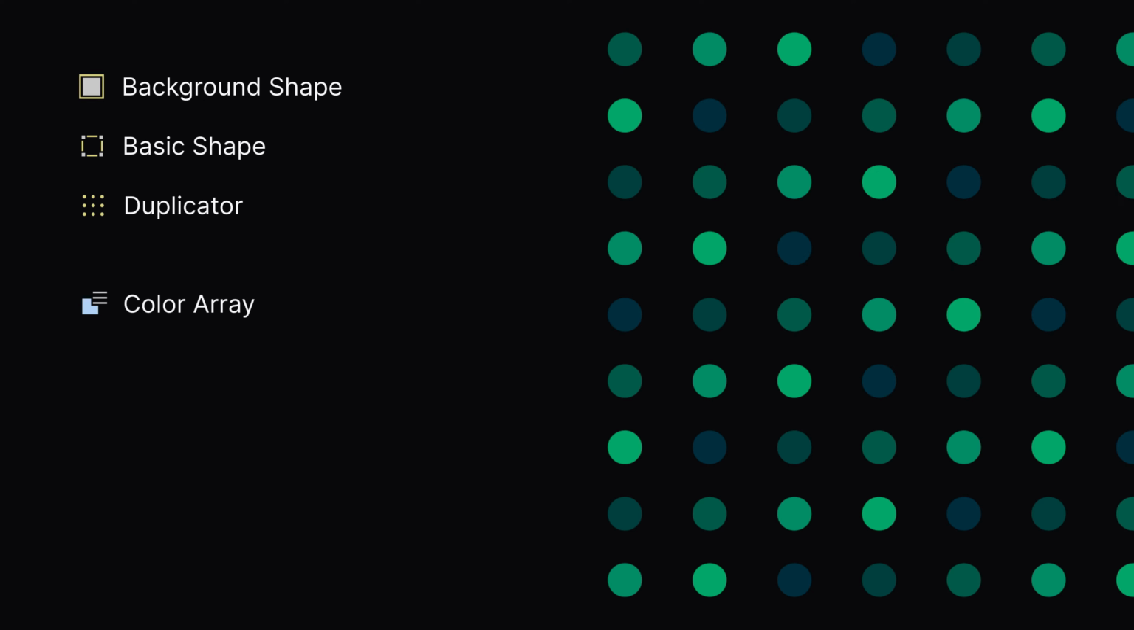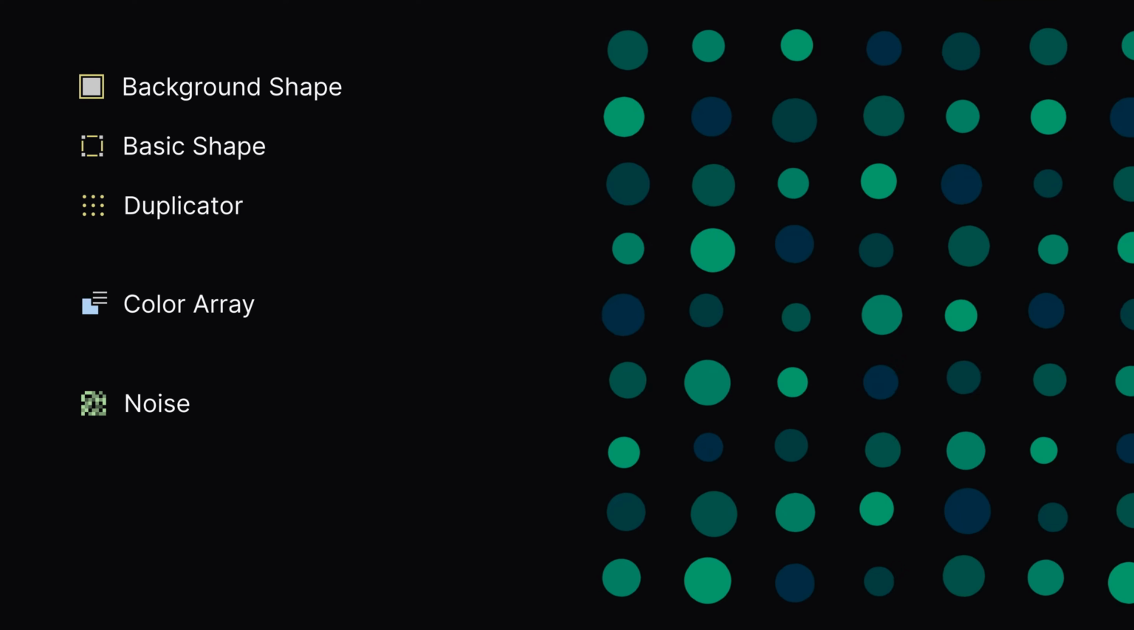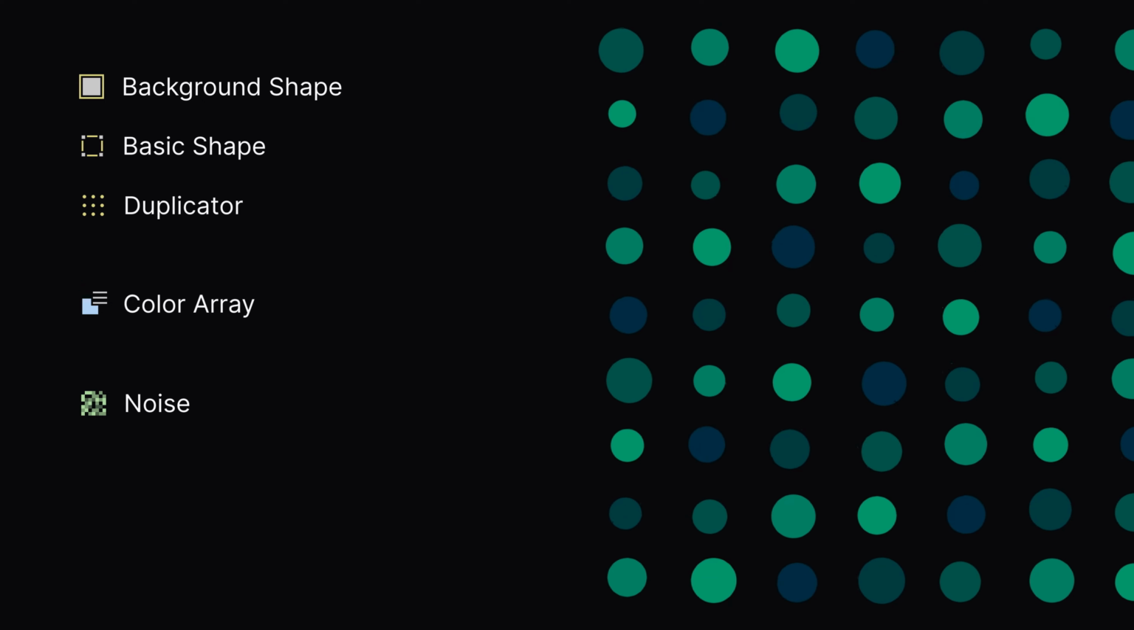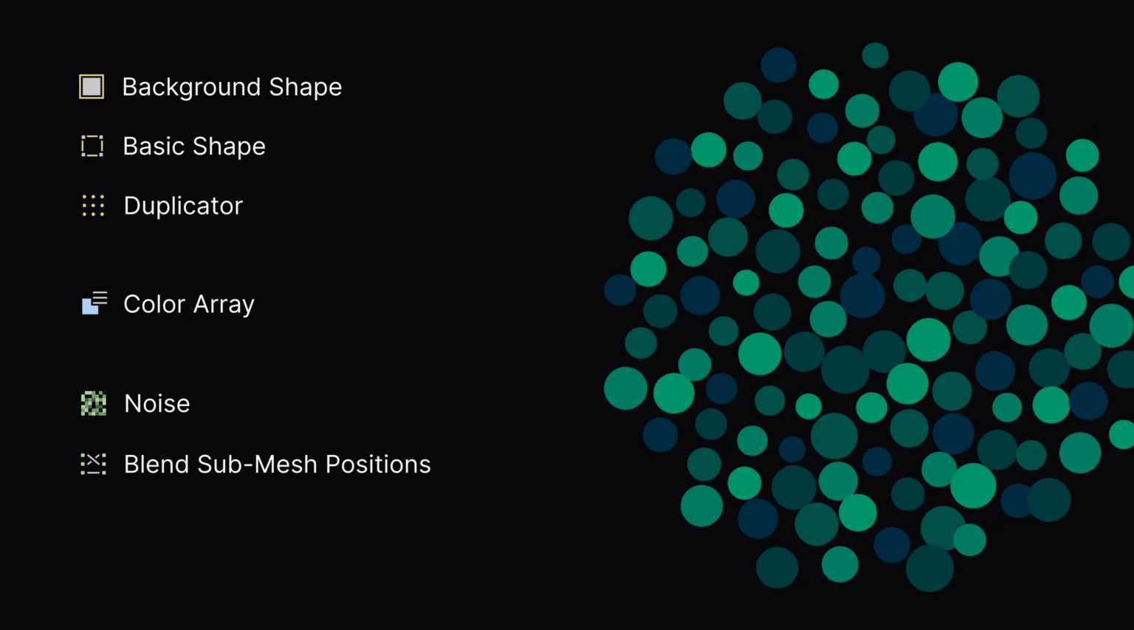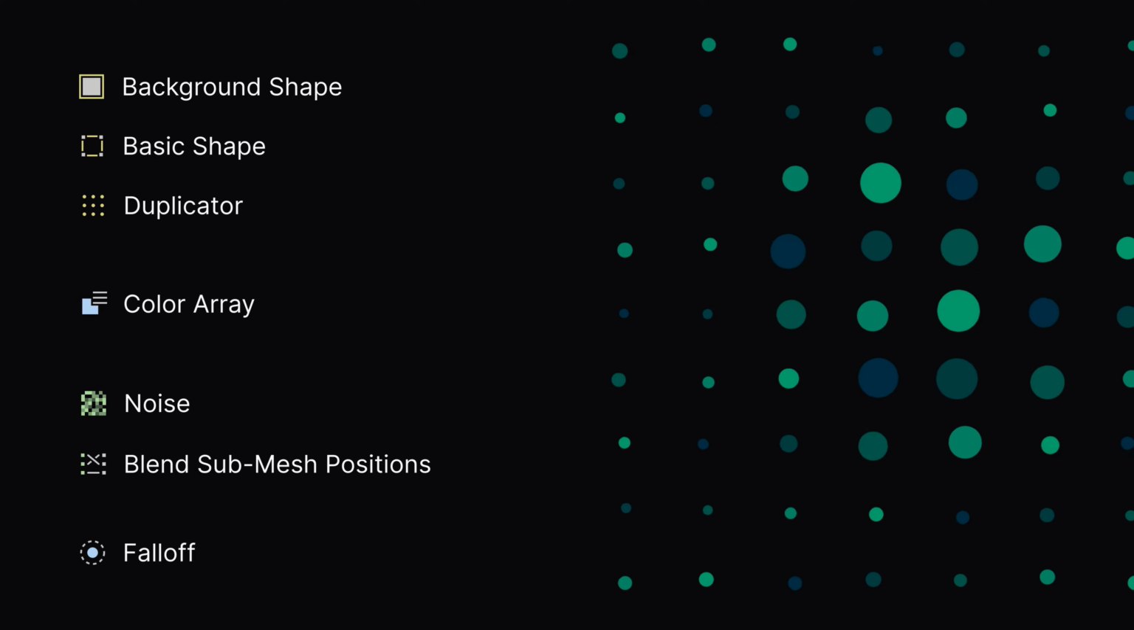The ingredients we're going to be using are a basic shape layer for the ellipse and a duplicator, a color array utility, the noise behavior to drive a subtle position and scale change, the blend submesh behavior to morph between duplicator setups, and then a falloff to create this wave-like effect.